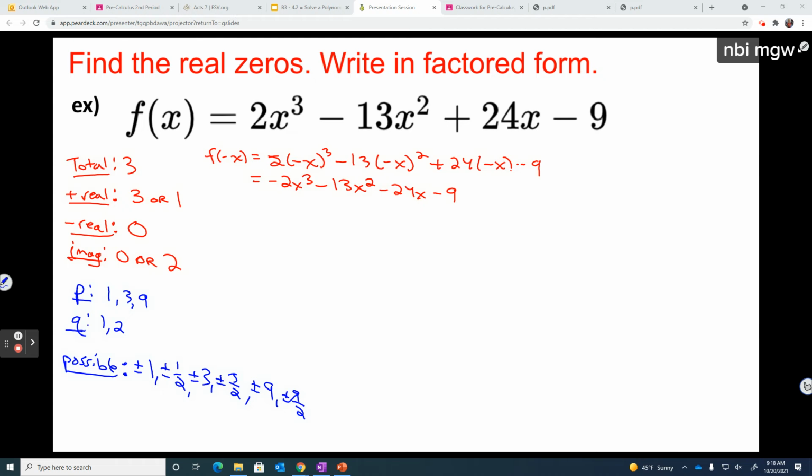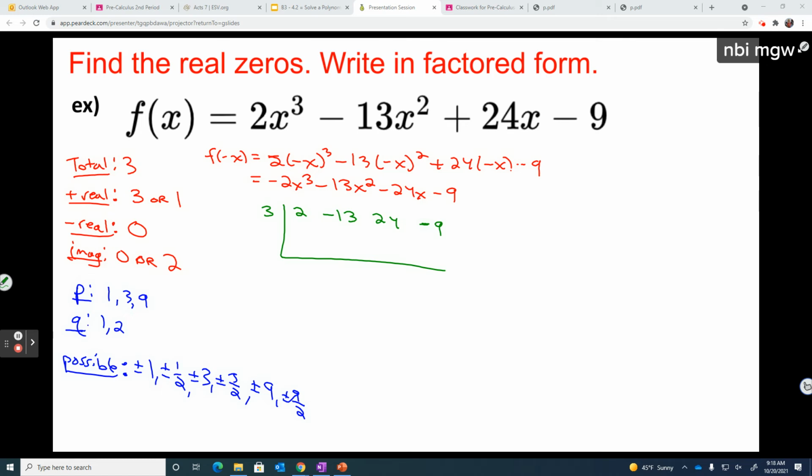So then let's go ahead and try 3. 3 seems like a logical choice. Yeah, 3 probably is, but I'm just saying 1 you can generally do in your head. 3 you might not be able to do in your head. So I've got 2, negative 13, 24, and negative 9. Just double check it's not skipping any: 3, 2, 1, 0.